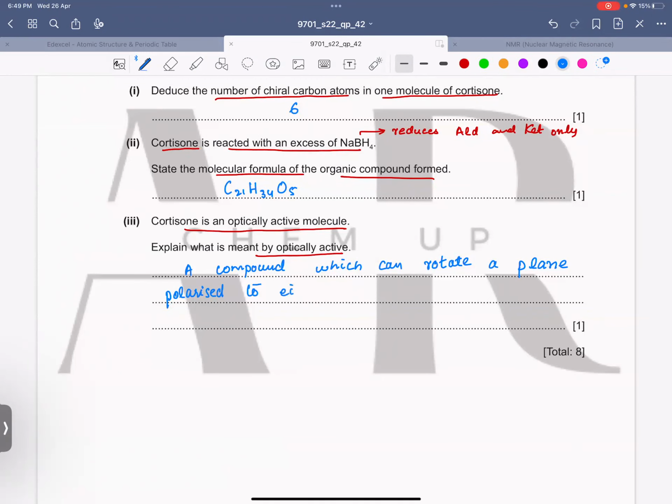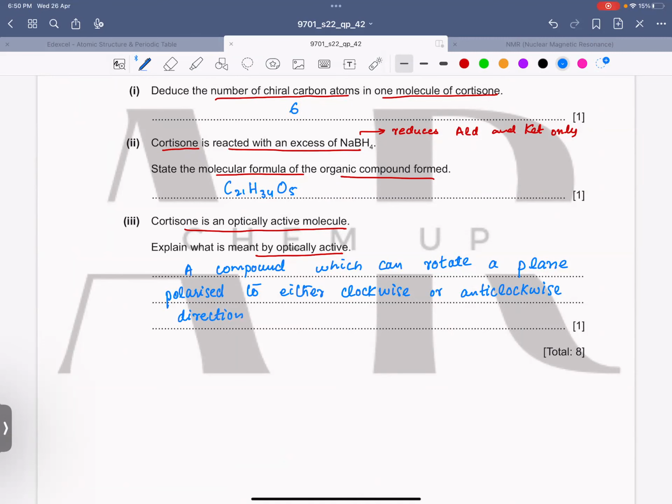to either clockwise or anti-clockwise direction. Instead, you can say that it can rotate the plane polarized light to the opposite directions, clockwise or anti-clockwise. Okay. We have ended that question.